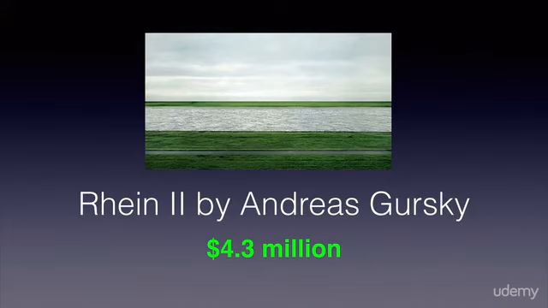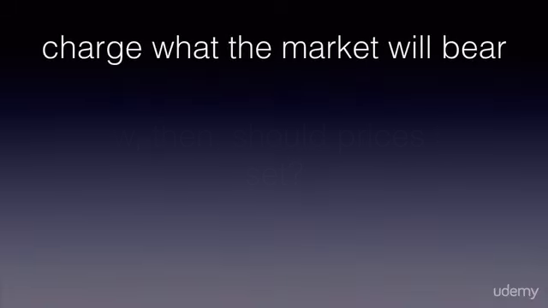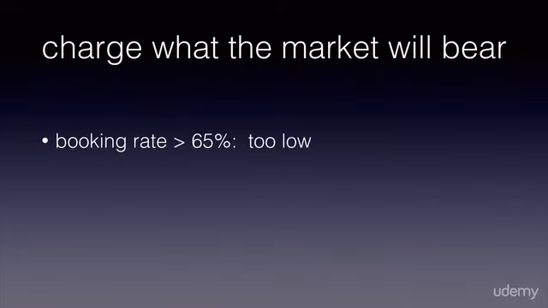I'm not saying you're going to make $4.3 million with your photography, but what I am saying is, why would you attempt to base your photography on an artificial, internally derived number when you may have paying clients willing to pay much more? If you're not going to base your prices on costs, how then should prices be set? You're going to set your prices by charging what the market will bear. What does this mean? Well, I'm going to get into a lot more details further on in the course, but for now, let me just give you a little preview.